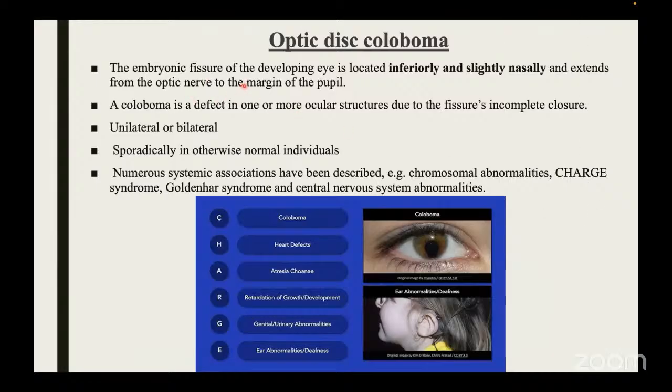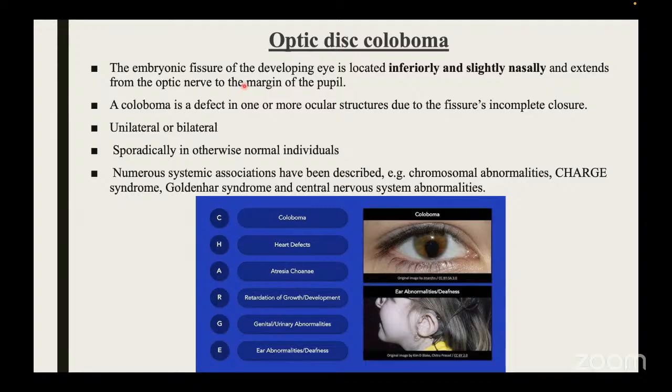The embryonic fissure of the developing eye is located inferiorly and slightly nasally and extends from the optic nerve to the margin of the pupil. Because of that, some patients might have only iris coloboma, some will have iris with optic disc coloboma, and some retinochoroidal coloboma as well. Coloboma is a defect in one or more of the ocular structures. It might be unilateral or bilateral and sporadic in otherwise normal individuals.